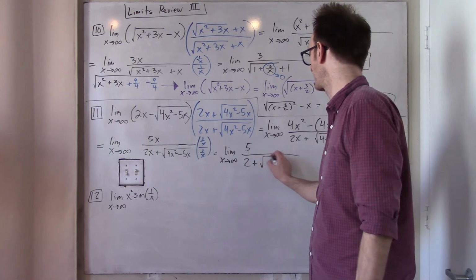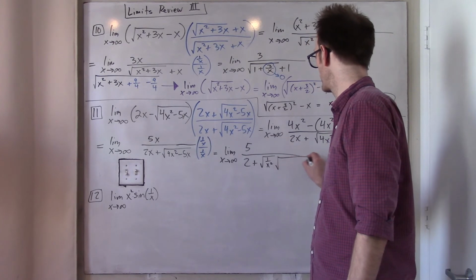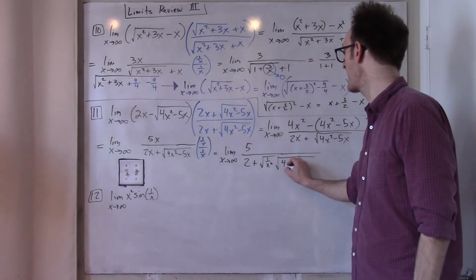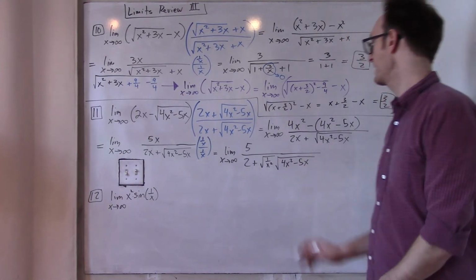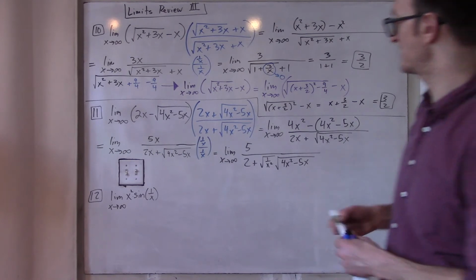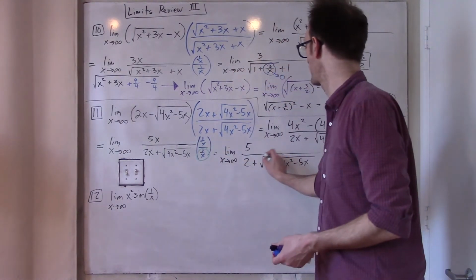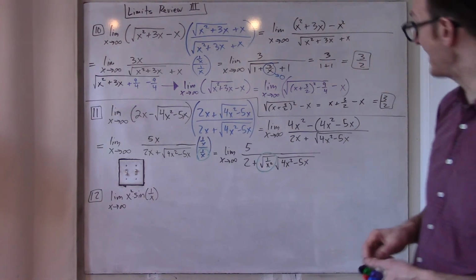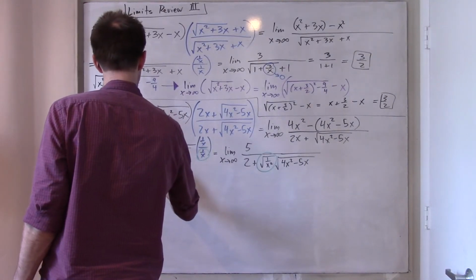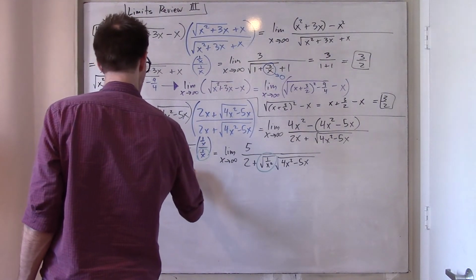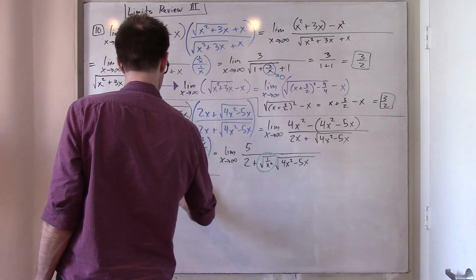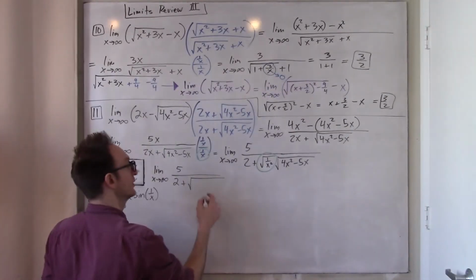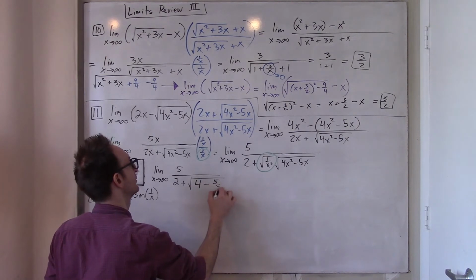This 1 over x is really like root 1 over x squared, so perhaps you can just do all this in your head, as I did above, but if not, then this time I'll show the steps. I convert this 1 over x into root 1 over x squared, which is legit because x is going to infinity. And now finally, this becomes the limit as x goes to infinity of 5 over 2 plus the square root of, when I distribute that 1 over x squared through, I get 4 minus 5 over x.